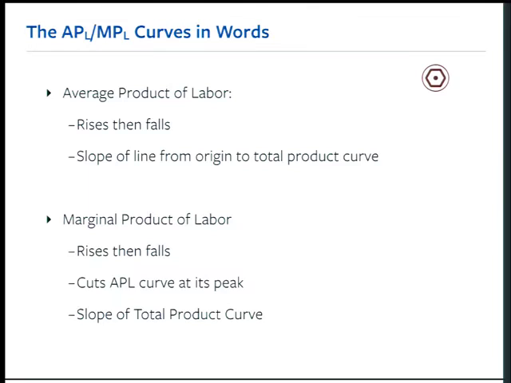But the point here is, if I wanted to figure out what happens to the average product of labor at any point on the total product curve, I just have to look at the slope of my shoelace. So let's do that, right? I'm going to connect the origin to any point on the total product curve. What happens to the slope of my shoelace? Goes up. Here, it sort of peaks.